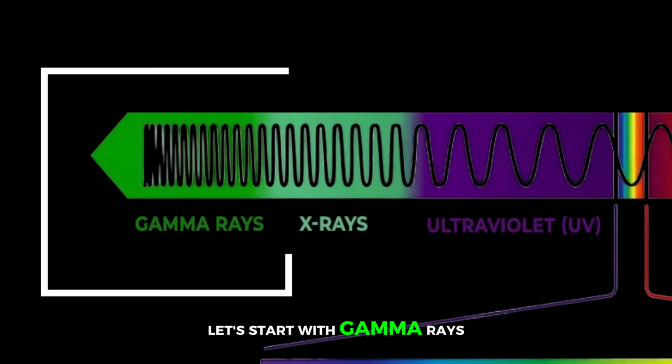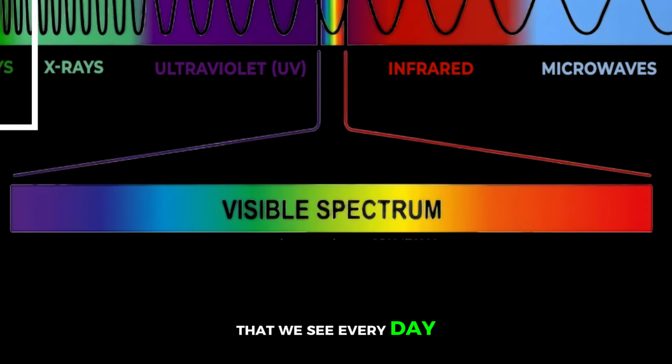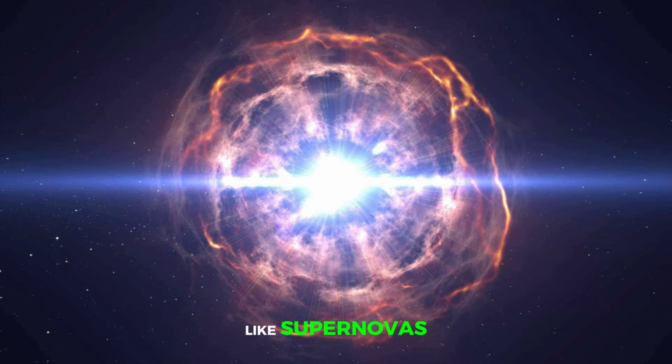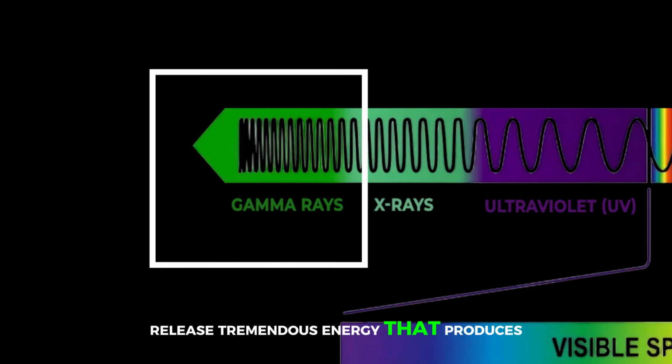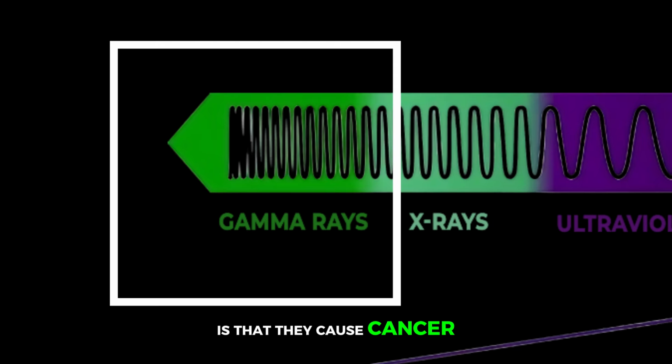Let's start with gamma rays. Imagine the normal colors of the spectrum that we see every day, but with insane energy. So powerful it's dangerous to living things. For example, nuclear explosions or cosmic events like supernovas, exploding stars, release tremendous energy that produces gamma rays. The danger of gamma rays is that they cause cancer, destroy cells, and are harmful to living organisms.